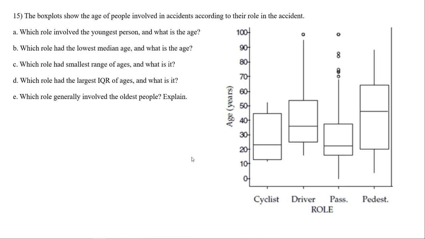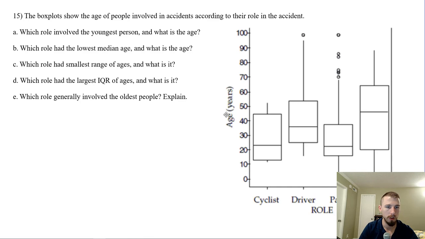All right, which role involved the youngest person? Looking at the minimums, the youngest person was a passenger, and that age was an infant, so about 0 years old. Which role had the lowest median age? The median is the line in the center of the box plot, right? The smallest one, these are really close, but it looks like the pedestrian one is slightly smaller, and that's going to be an age of about 21.